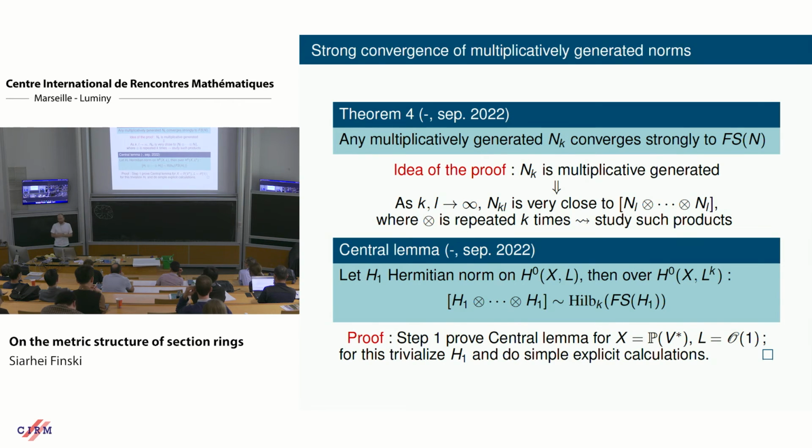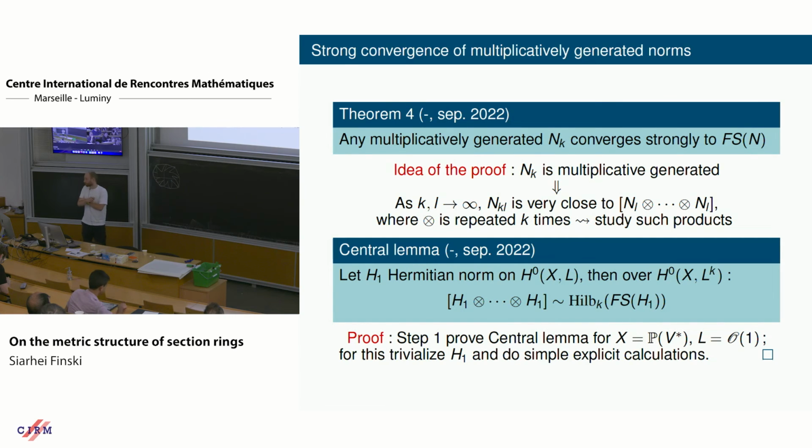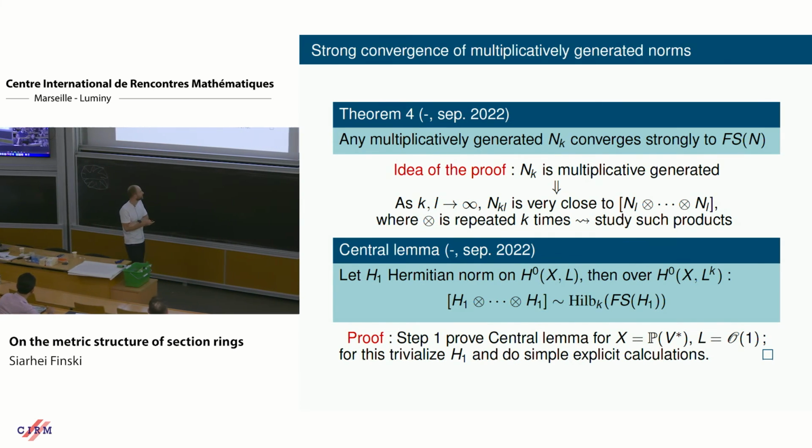And the first step is to prove this central lemma in one specific case, when your manifold is given by the projective space. In this case, if your manifold is a projective space and the line bundle is the canonical line bundle, then the norm on the cohomology is the same thing as a norm on the vector space. But as our norm is Hermitian, we can trivialize this norm and do an explicit calculation with respect to this trivialization. It turns out that by this explicit calculation, you will see that the difference between this norm, which is exactly the norm induced by the symmetrization, and this one will be polynomial. Okay? And in particular, sub-exponential. So we proved it for the projective space.